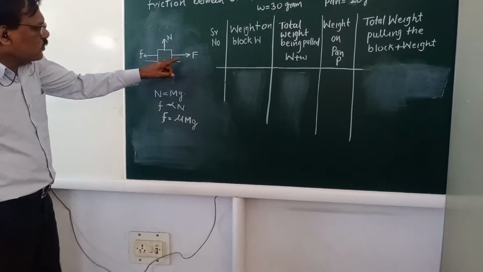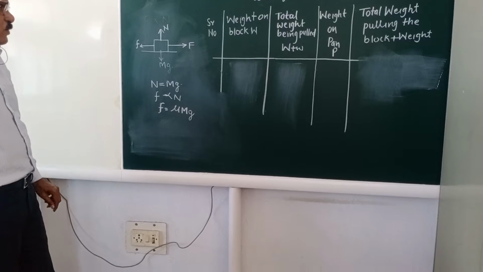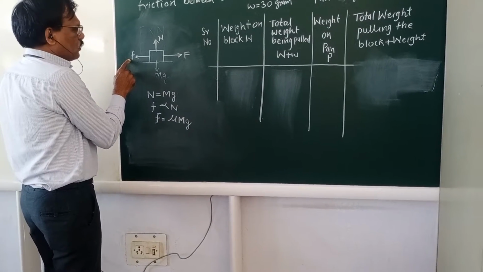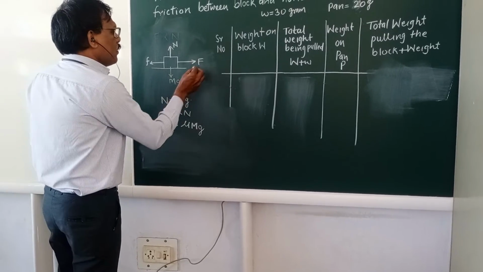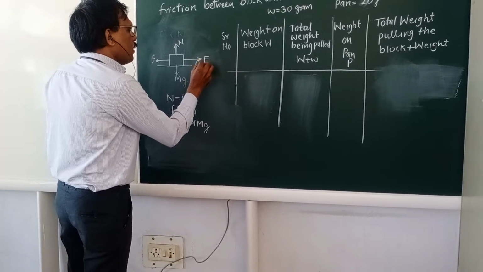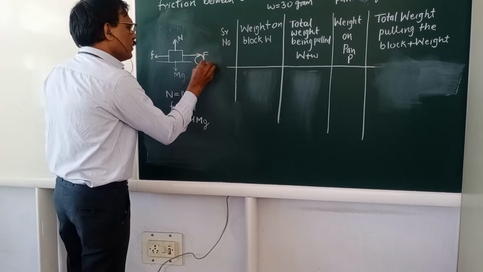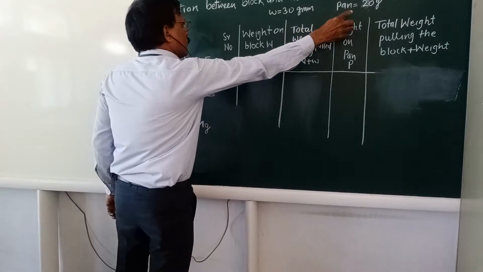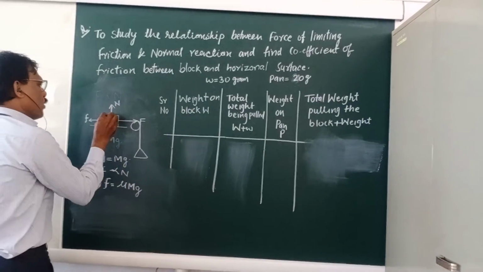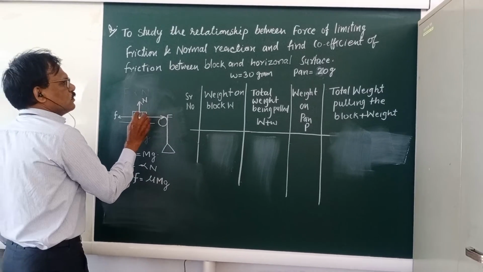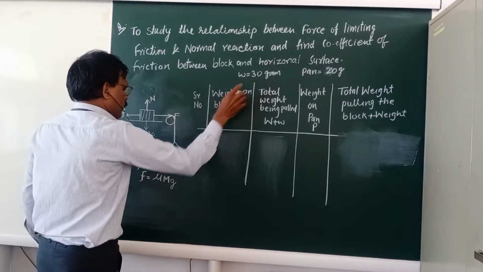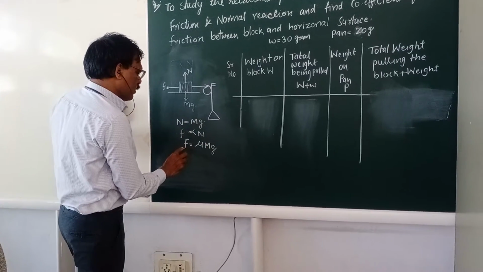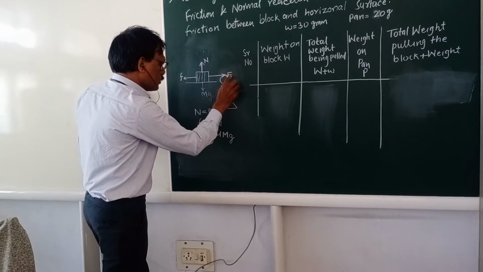Now, how much force is required to pull this block? That we have to calculate, and that force will be equal to the frictional force. So in our experiment, we will use one pulley here, and over that pulley one rope will pass. This is one pan of 20 gram. The mass of the pan is 20 gram, and this block is 30 gram. Now to calculate the coefficient of friction, this force will be equal to this force.